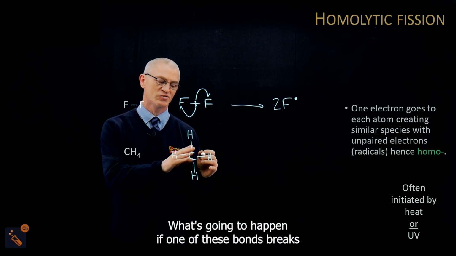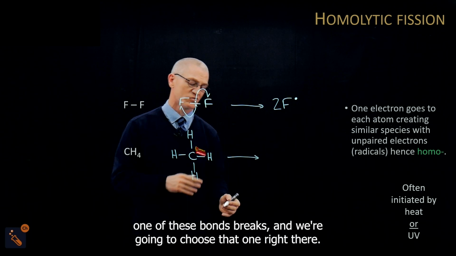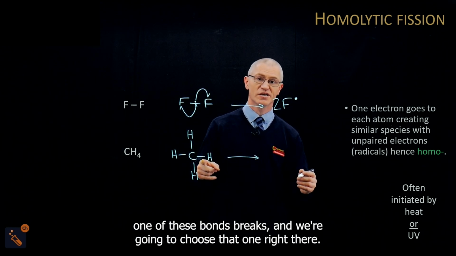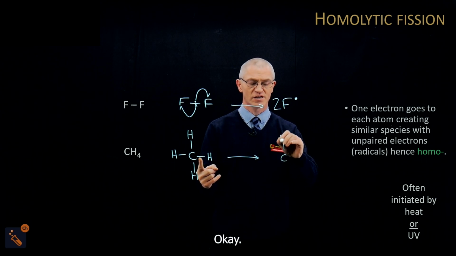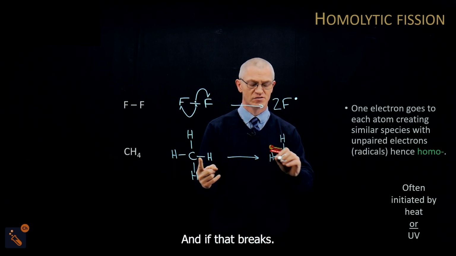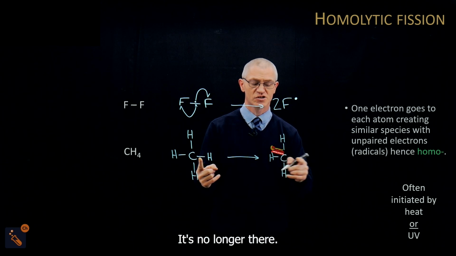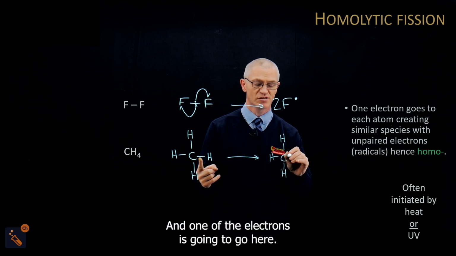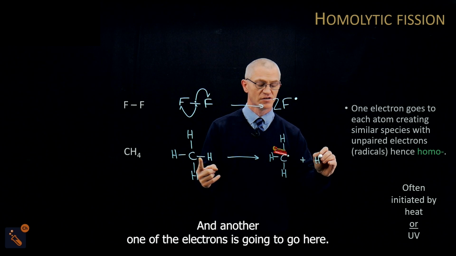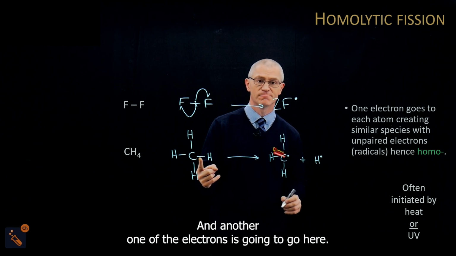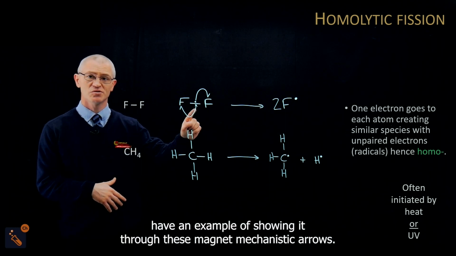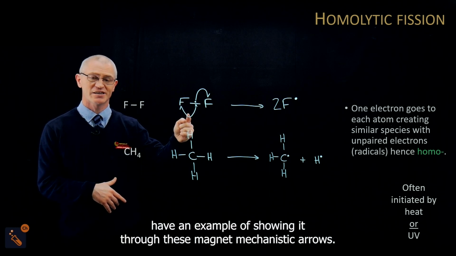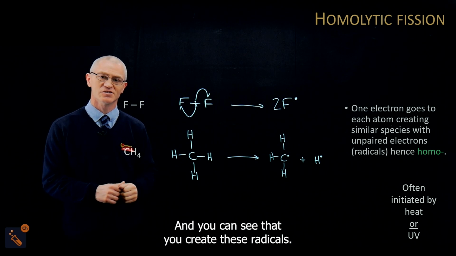What's going to happen if one of these bonds breaks? Well, one of these bonds breaks, and we're going to choose that one right there. So this one right here. Okay, and if that breaks, it's no longer there. One of the electrons is going to go here, and another one of the electrons is going to go here. So what you have there is an example of showing it through these mechanistic arrows, and you can see that you create these radicals.